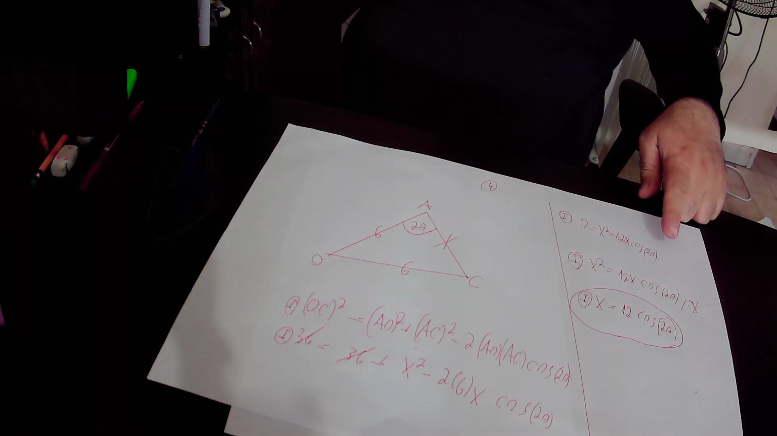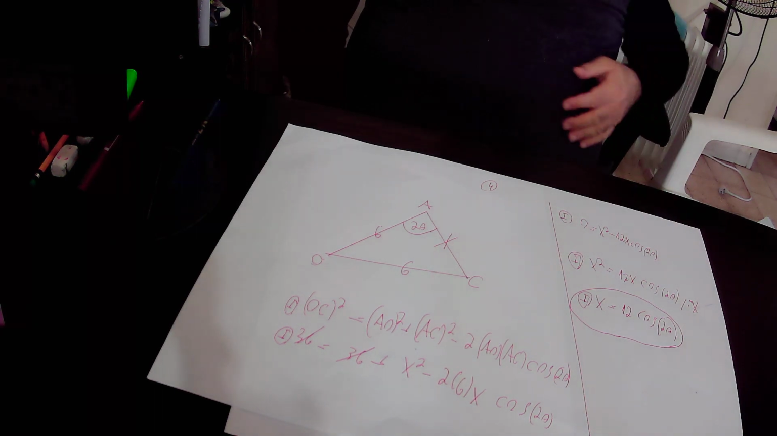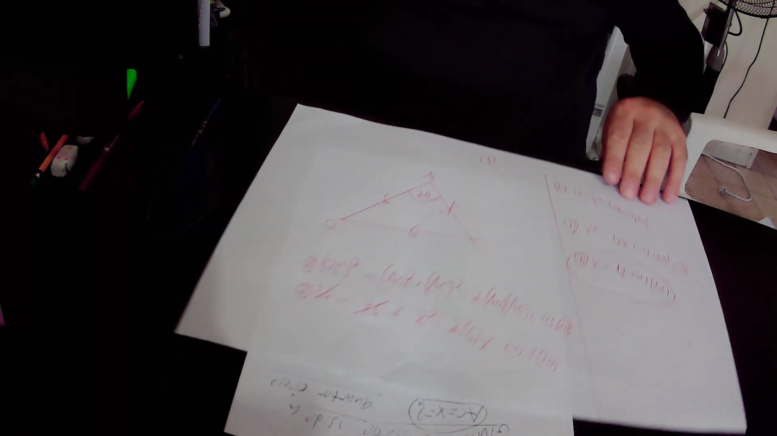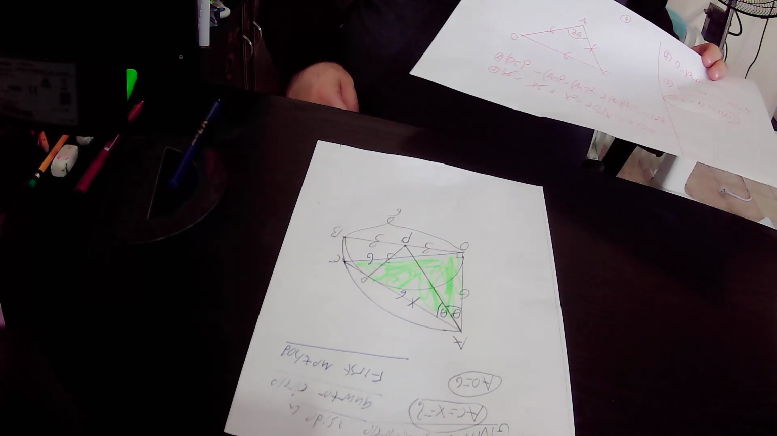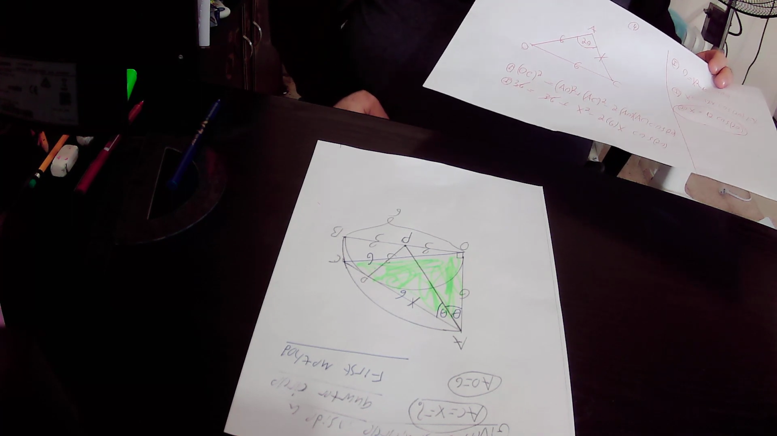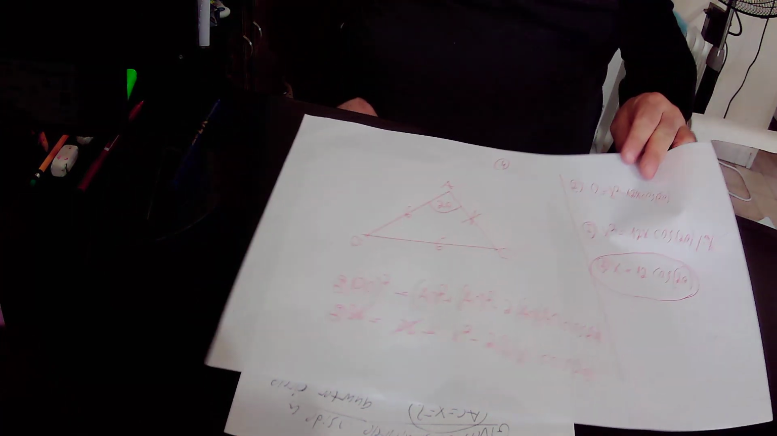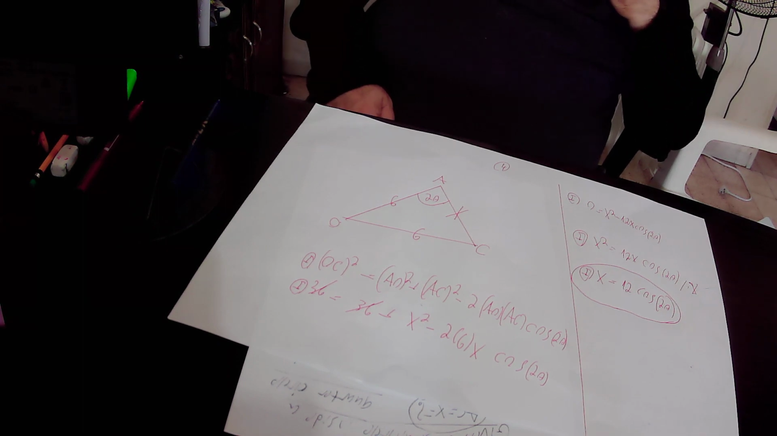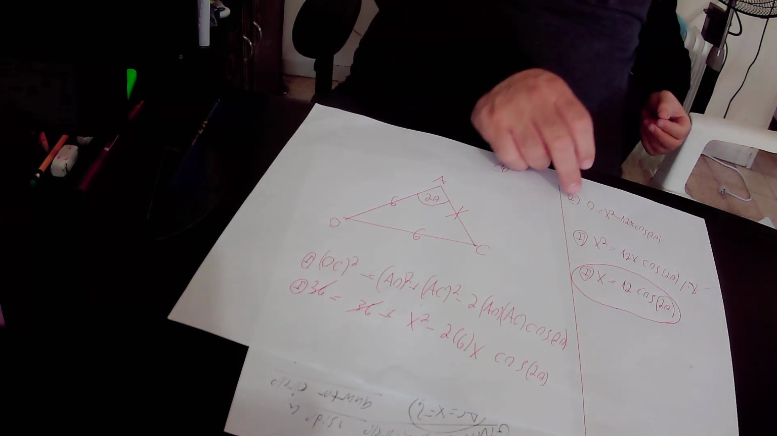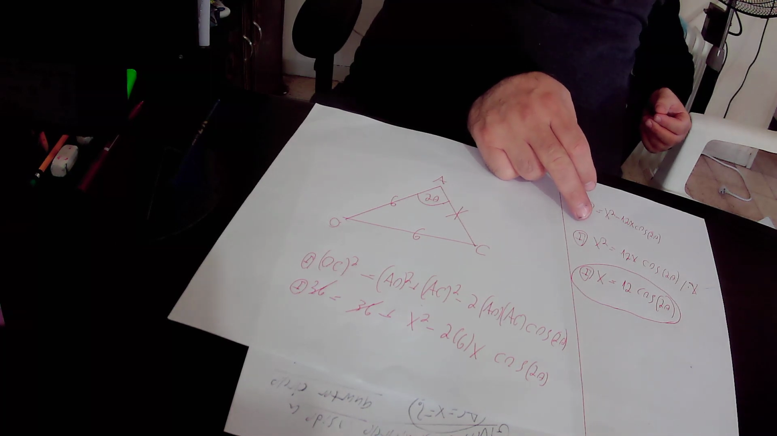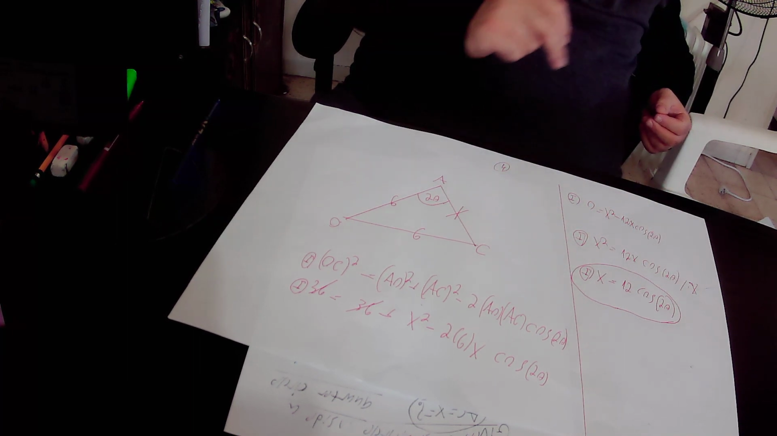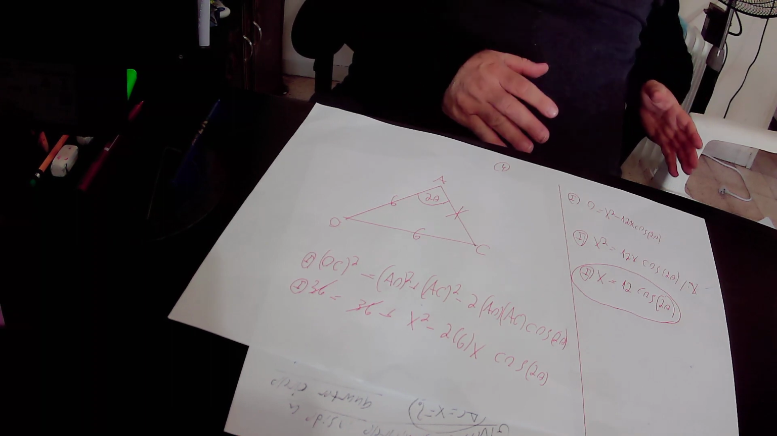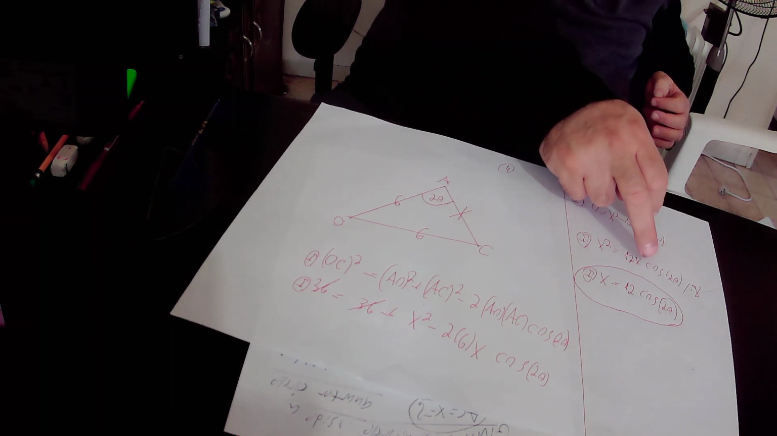We divided equation number 1 by x. It is allowable to divide the equation by x because x is the length of the line segment that we are looking for, and it must be a positive number. It can never be equal to 0, therefore it is allowable to divide equation number 1 by x. We got x squared over x is x, 12x over x is 12, so this expression equals 12 times cosine 2 theta. In conclusion, according to equation number 1, x equals 12 times cosine 2 theta.